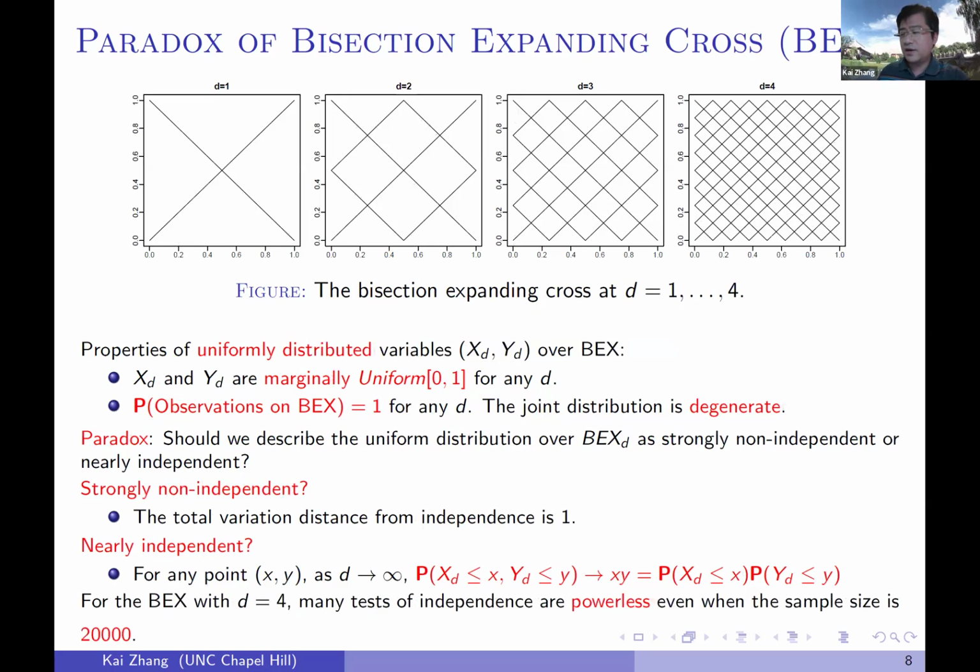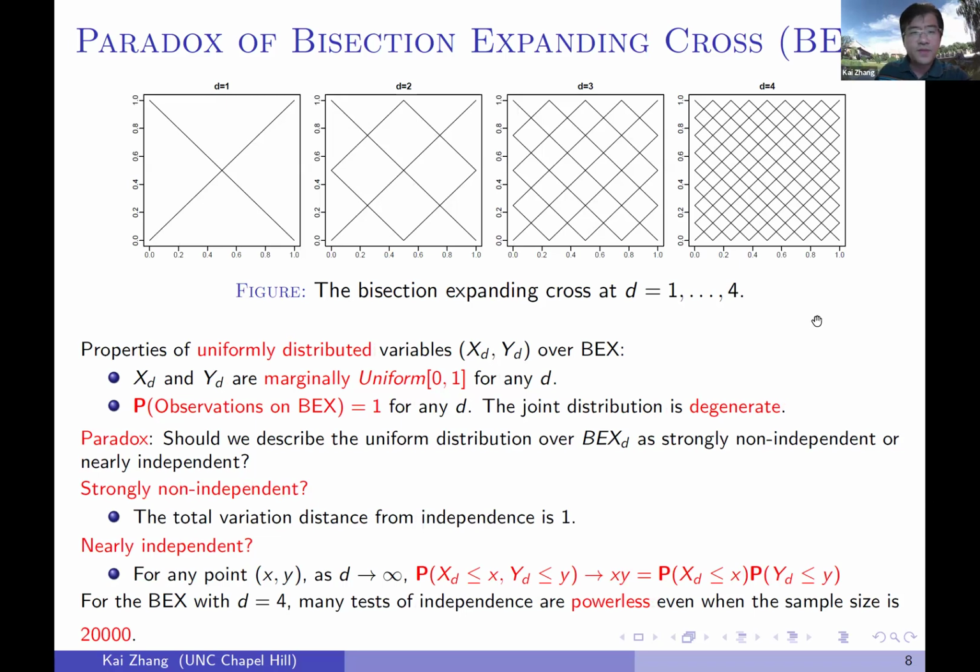So I have this shocking simulation showing that for d equals 4, this fractal distribution here, many tests of independence are powerless, even when the sample size is raised to 20,000. And this experiment was shocking because we only have two variables, right? We only have two variables, and we have 20,000 observations. We can plot everything out, and we can see the relationship with our eyes. But many tests are saying no, we cannot detect it. So why is that, right?